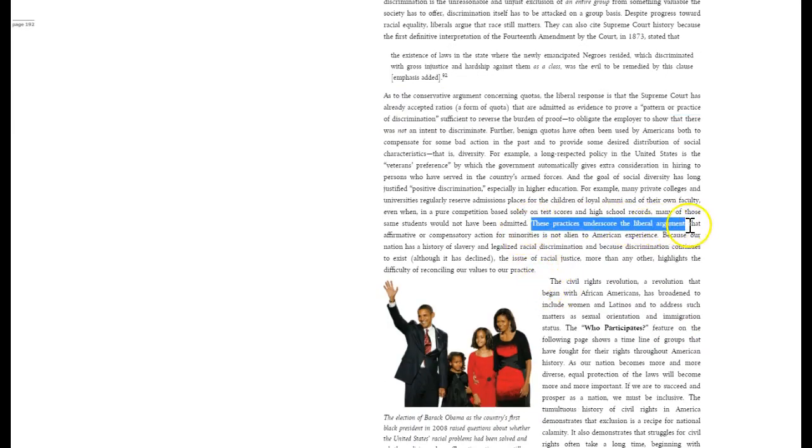These practices underscore liberal argument that affirmative or compensatory action for minorities is not alien to the American experience.